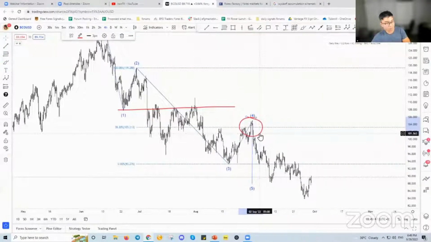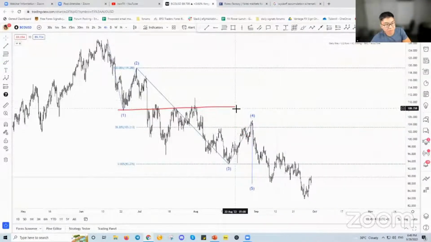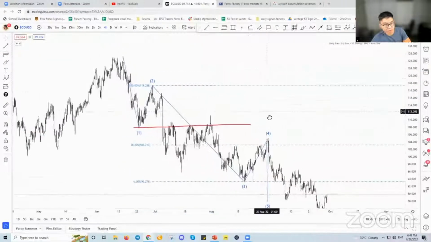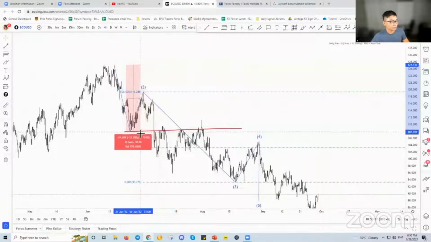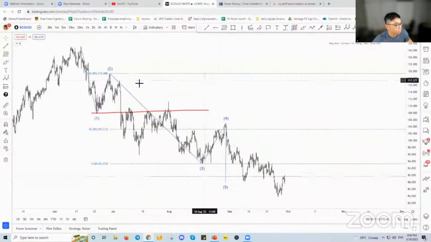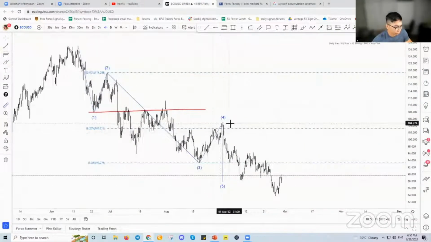So again, how do we predict the end of the Elliott wave cycle? Just now, as I mentioned already, the length of wave 0 to 1 equals the length of wave 4 to 5. So let's check. This is 19390. I'll find another one. 19390.